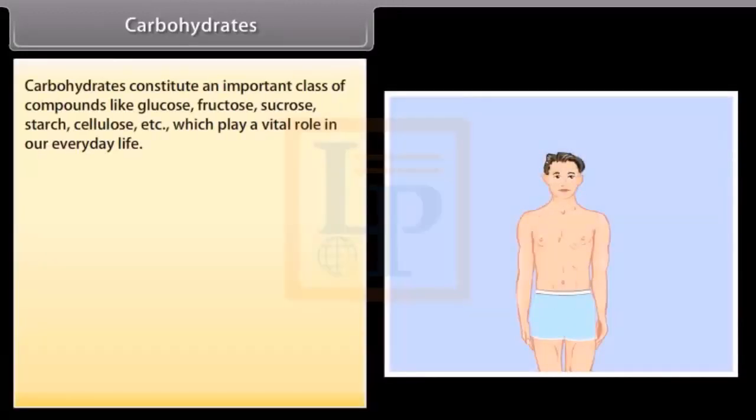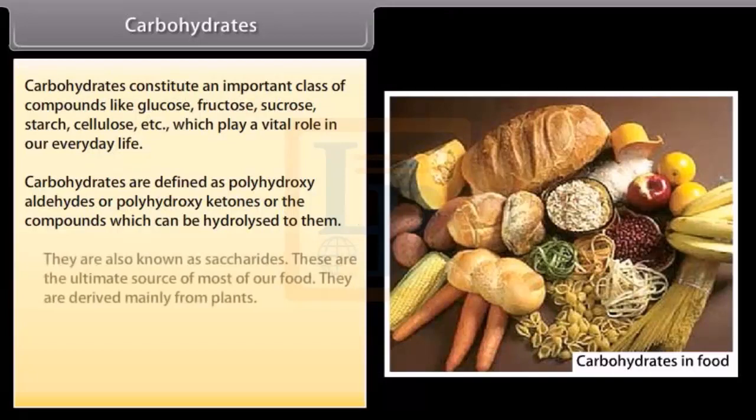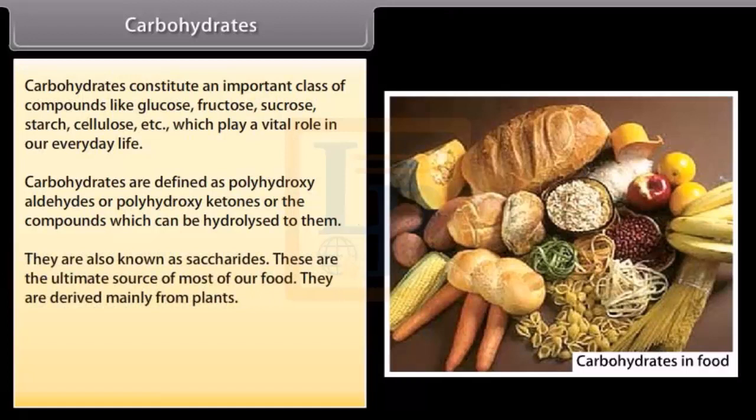Carbohydrates. Carbohydrates constitute an important class of compounds like glucose, fructose, sucrose, starch, cellulose, etc., which play a vital role in our everyday life. Carbohydrates are defined as polyhydroxyaldehydes or polyhydroxyketones, or the compounds which can be hydrolyzed to them. They are also known as saccharides.